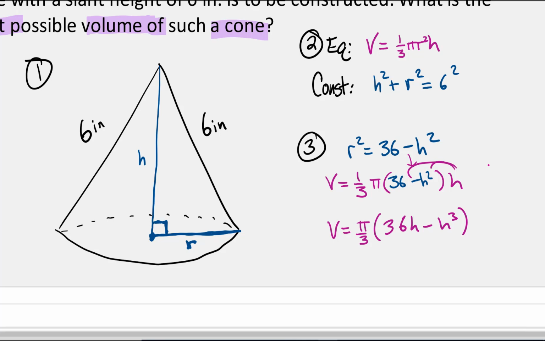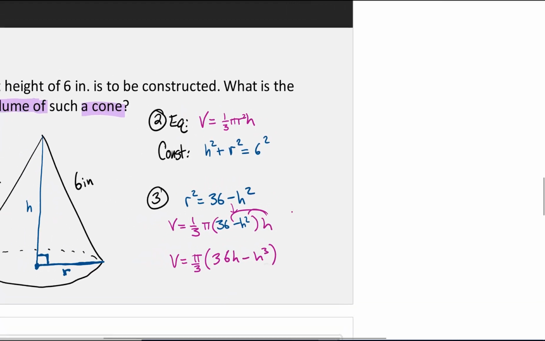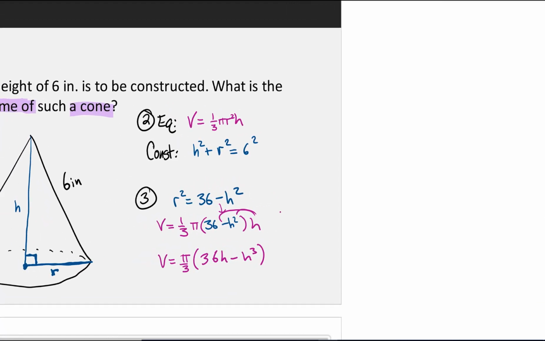Let's go. Step 4, take a derivative, set that equal to 0, and solve. Let's jump over to the side. I think we have enough of the information. We can go now. So let's go to step 4. We're going to take that derivative.